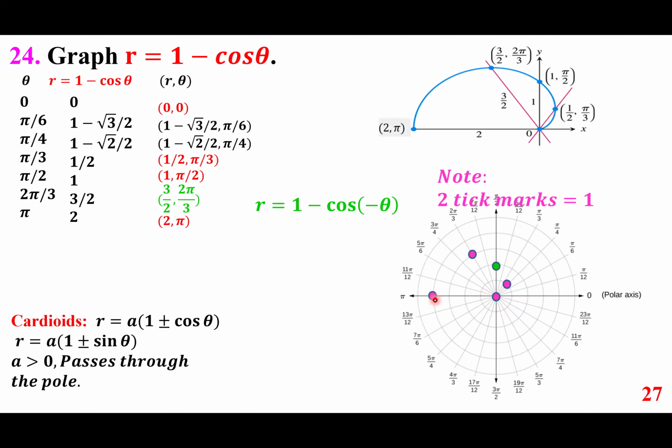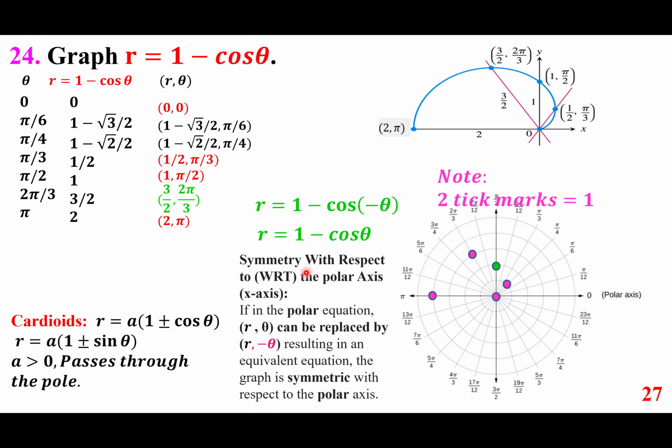Also, we notice it's symmetric if we replace theta with minus theta. Cosine of minus theta is equal to the cosine of theta. Nothing changes, which means it's symmetric with respect to the polar axis. So for the sake of argument, you can easily see it looks something like that. Of course, this is not to scale, and doesn't look good. That's the idea, meaning if in the polar equation, (r, theta) can be replaced by (r, negative theta), resulting in an equivalent equation, the graph is symmetric with respect to the polar axis.